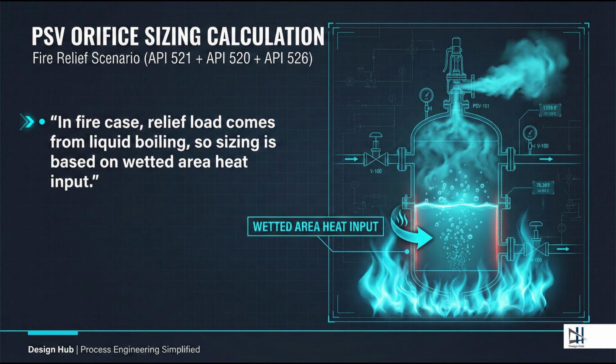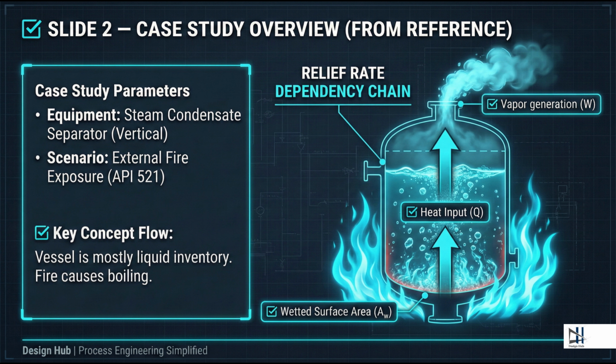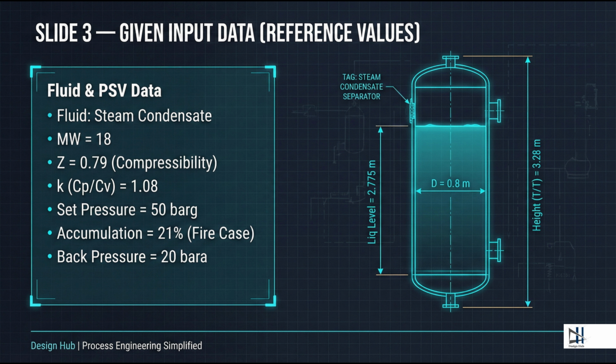Now, fire case sizing is totally different from blocked outlet or control valve failure, because in fire case, the vessel is heated from outside and the liquid inside starts boiling. So the relief load is not based on inlet flow rate. It is based on the heat absorbed by the wetted surface area. That's why the fire case is always calculated using: wetted area, heat input, vapor generation rate, PSV orifice area.